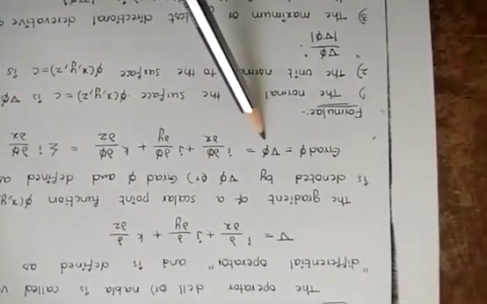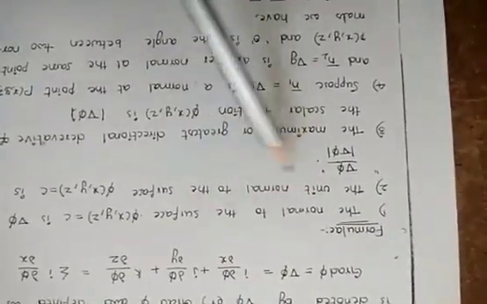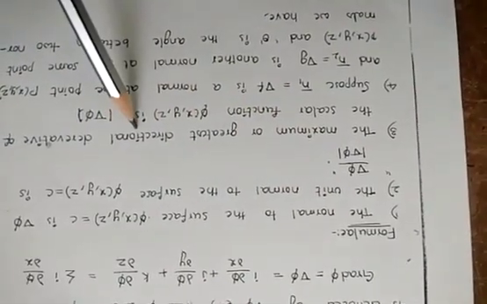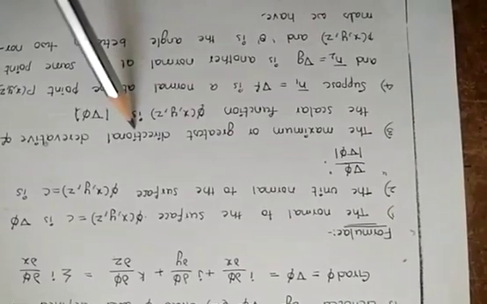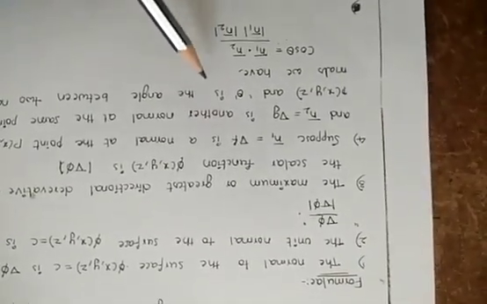Depending upon this, we have four important formulas. First one, normal to the surface. Second one is unit normal to the surface. Third one is maximum directional derivative or greatest directional derivative. Next one is angle between normals to the surfaces.